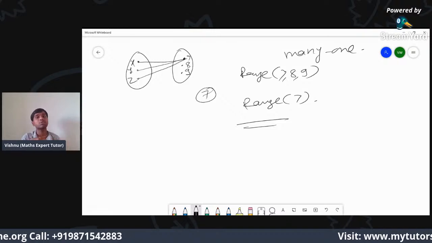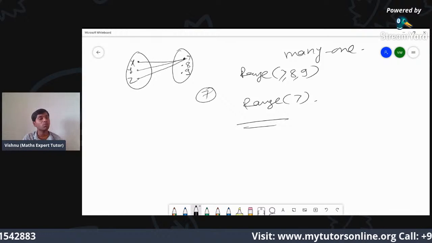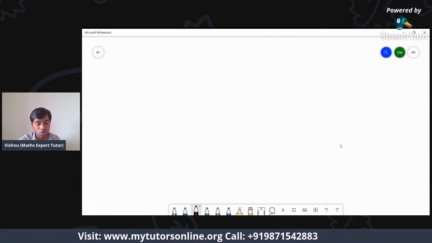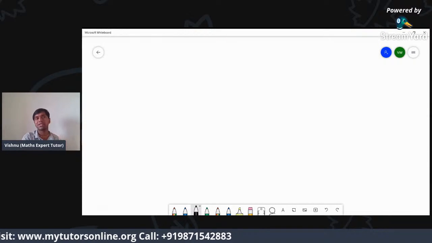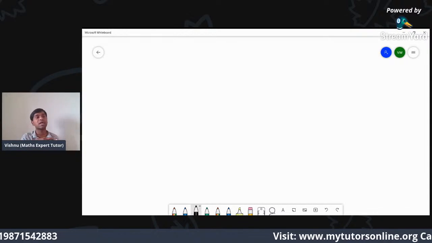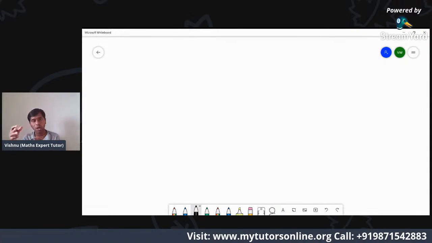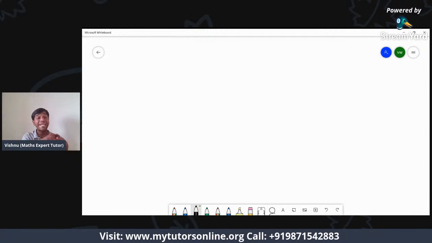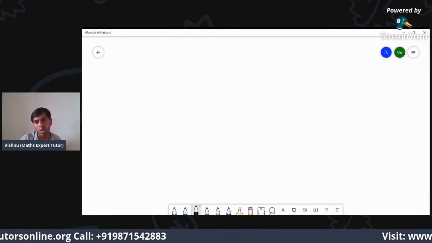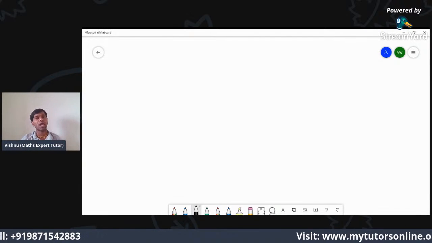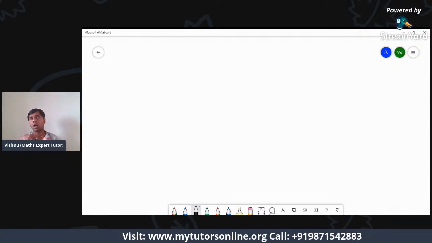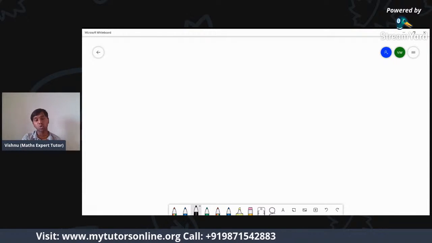So there are three types: many one is there, onto is there, and one-one is there. I hope this was clear, and you also got some idea of relations. There are three types of relations: reflexive, transitive, and symmetric. There are also types of functions: one-one, onto, and into, and many one. So these are the four types of functions we have. As we solve more examples, you will come to know it.